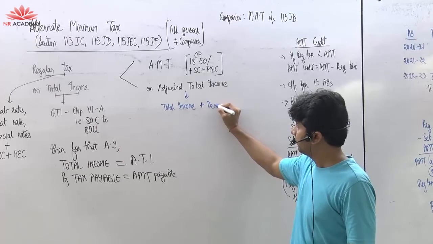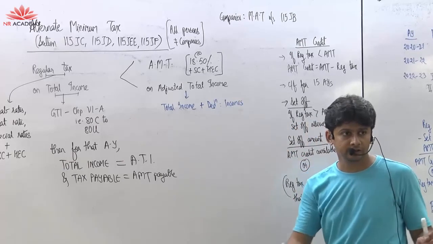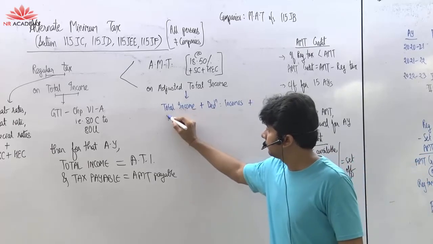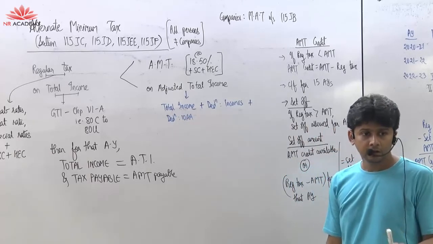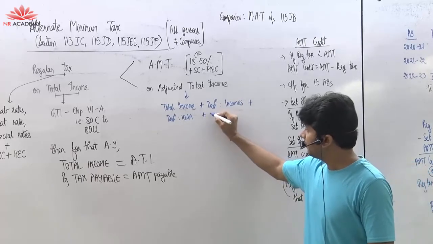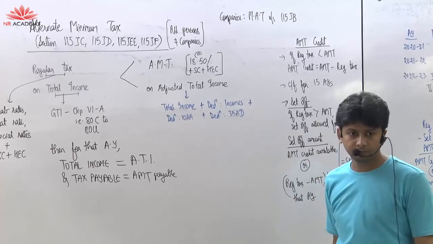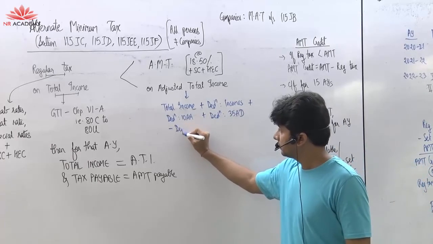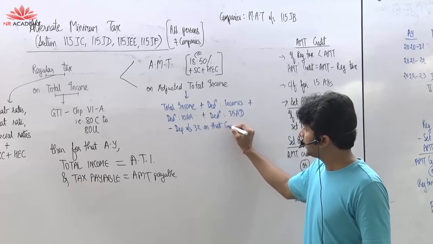Add back deduction in respect of incomes. That means your section 80IA to 80IE, those deductions. Add back the deduction under section 10AA. Unit in a special economic zone, your deduction for 15 assessment years. Add deduction under section 35AD. Capital expenditure on specified business, less depreciation under section 32 on that capital expenditure.